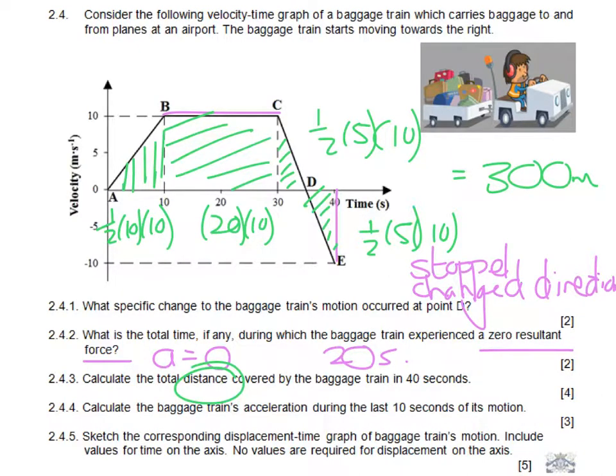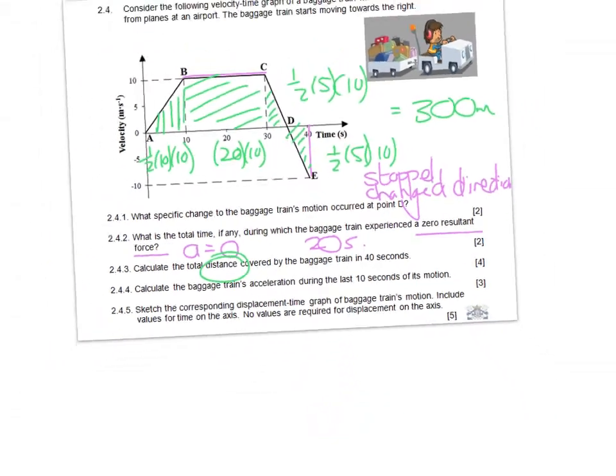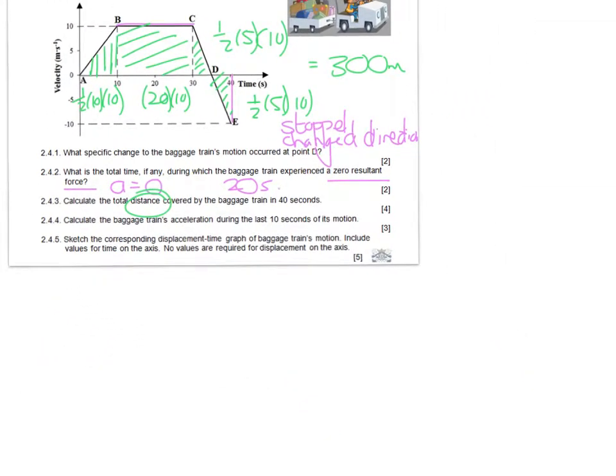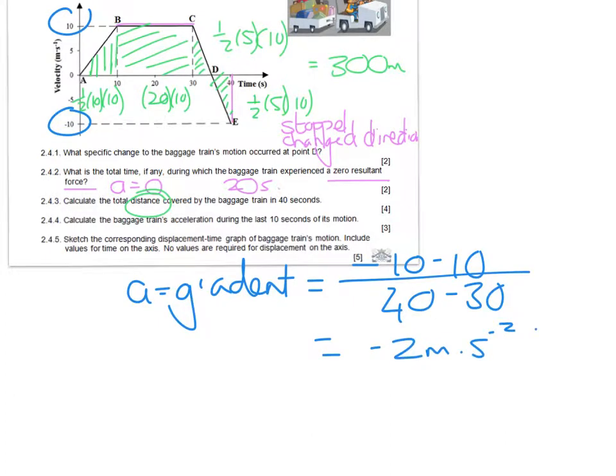Calculate the baggage train's acceleration during the last 10 seconds of its motion. Acceleration is equal to the gradient of the graph, and therefore we can simply say A is equal to gradient, which is equal to change in Y over change in X: minus 10 minus 10, over 40 minus 30, and I land up with minus 2 meters per second squared.